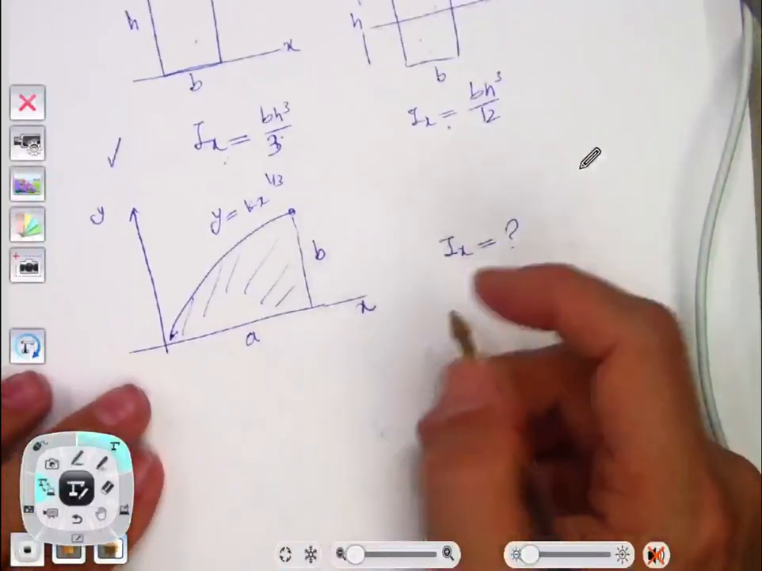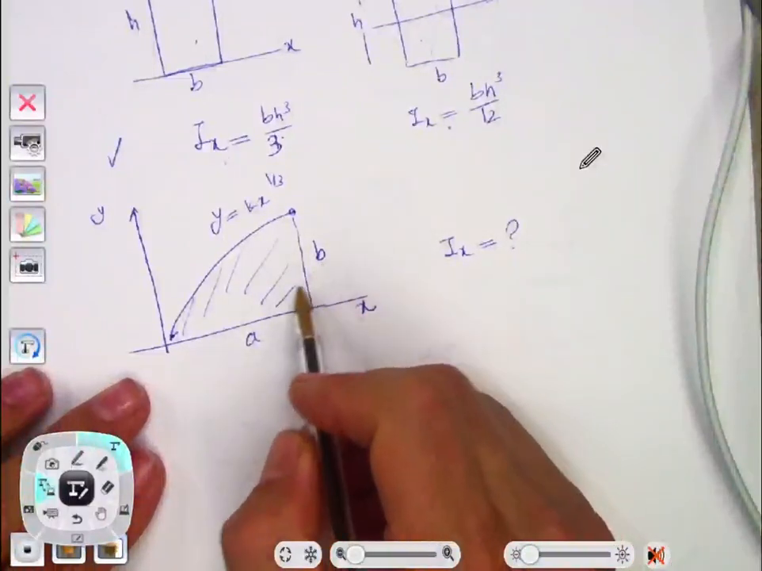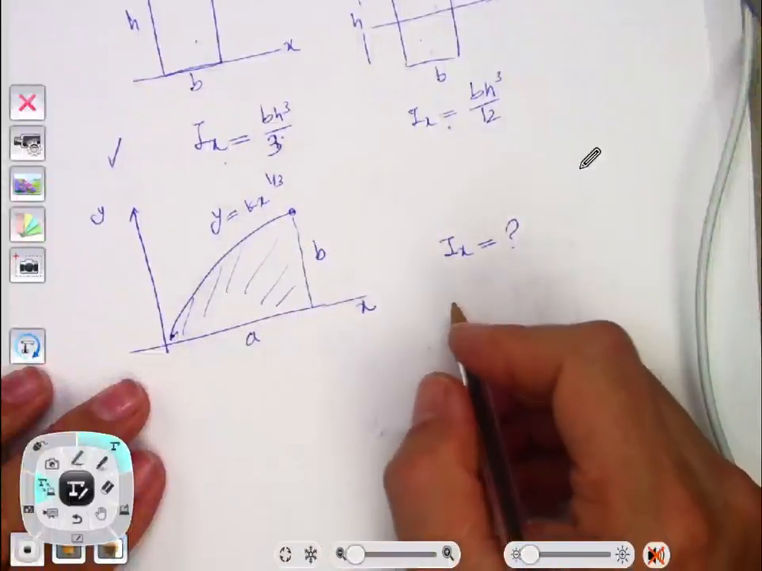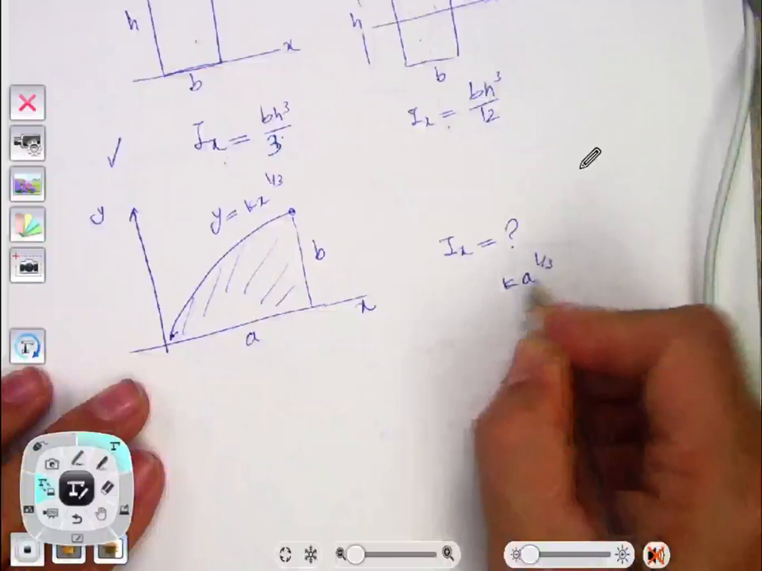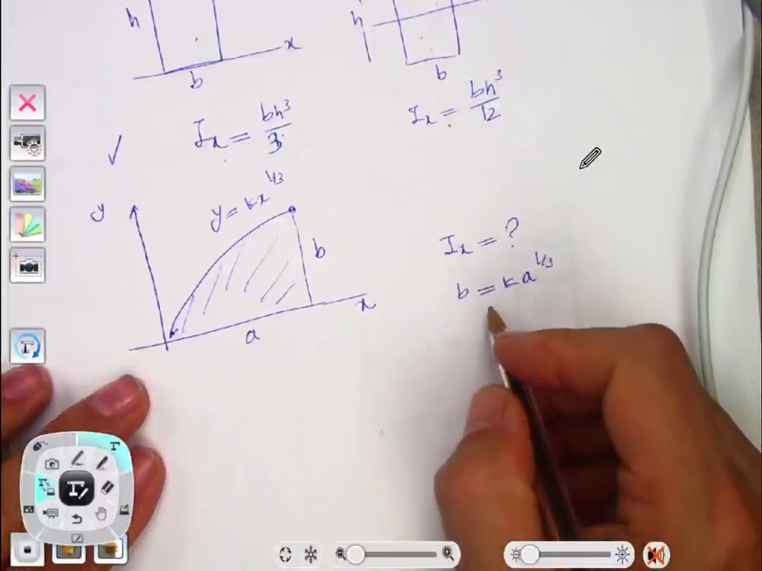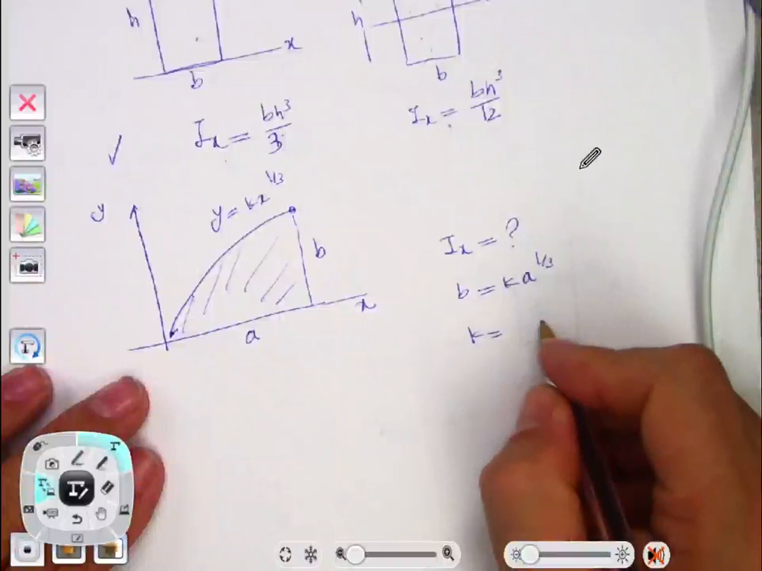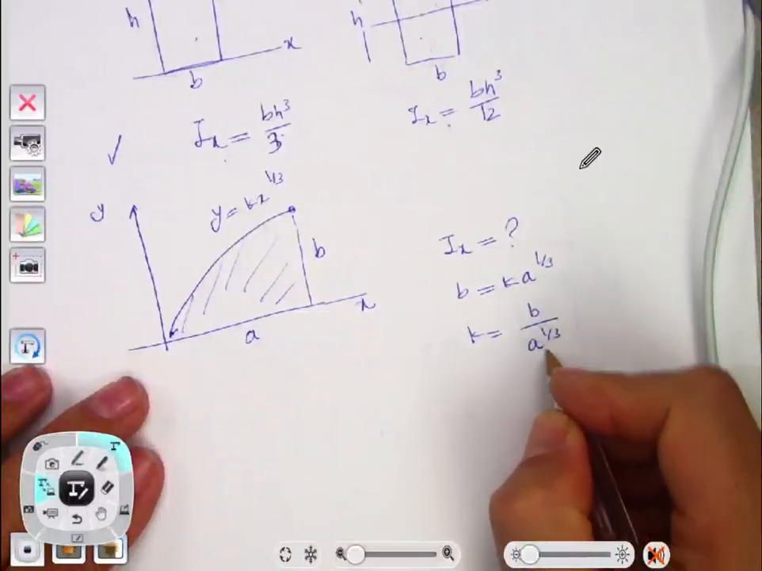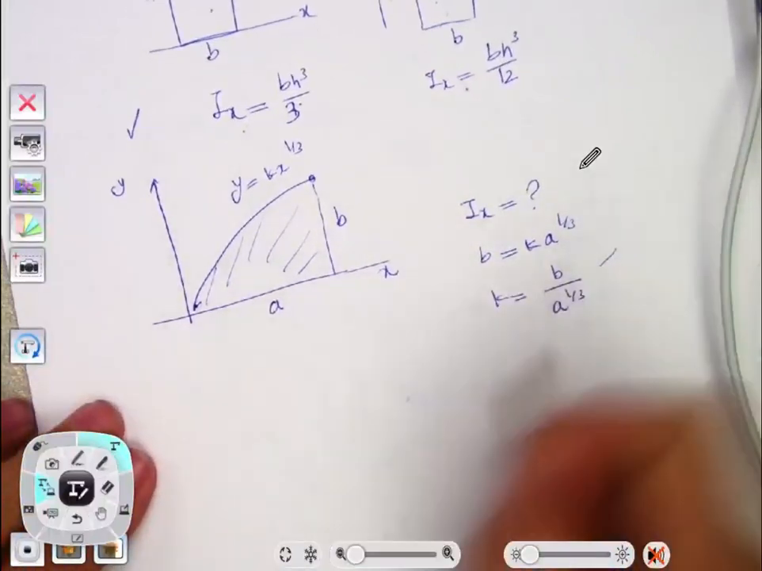That's our problem. First of all, before I move on, I want to show you a relationship between a and b. In this function, when x is equal to a, y is b. So k in terms of a and b is b divided by a squared. Let's keep this in mind. It's going to help us later.